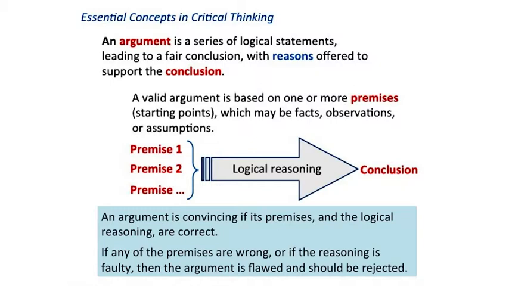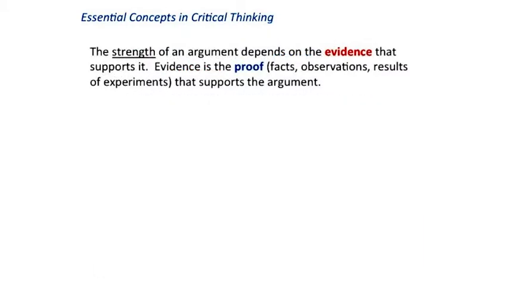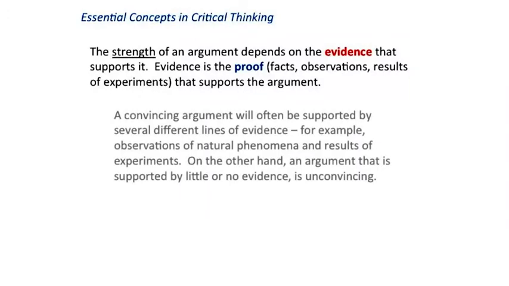It is possible that the conclusions of a flawed argument may still be correct, but a different, convincing argument needs to be found to justify them. The strength of an argument depends on the evidence that supports it. Evidence is the proof, facts, observations, or experimental results that supports the premises and the logical reasoning that make up the argument. A convincing argument will often be supported by several different lines of evidence.